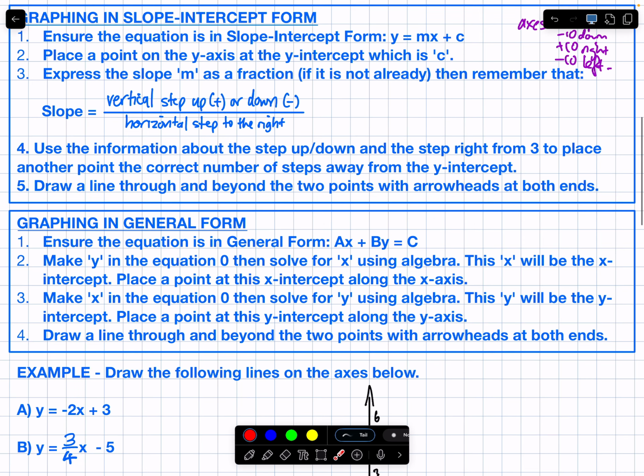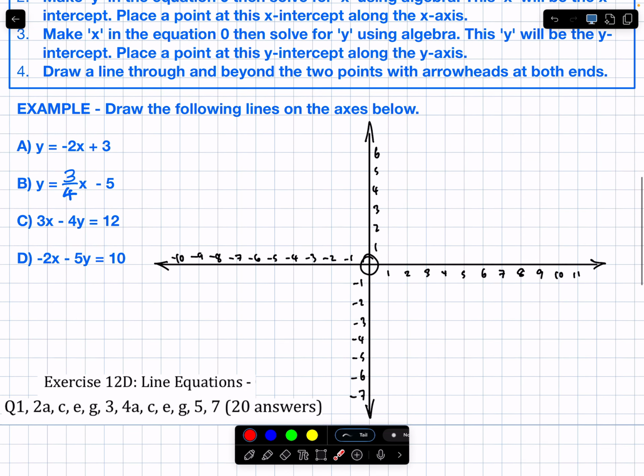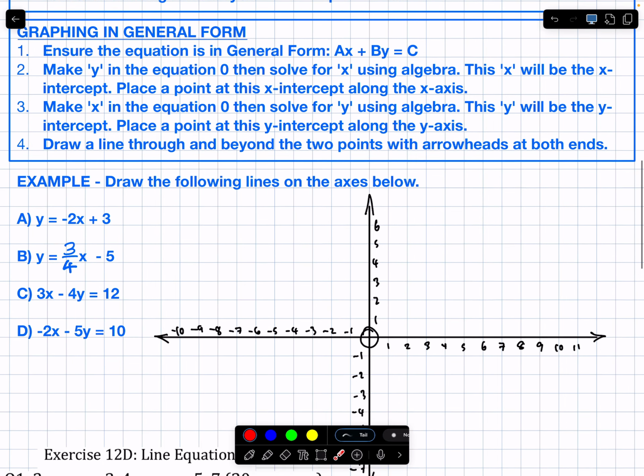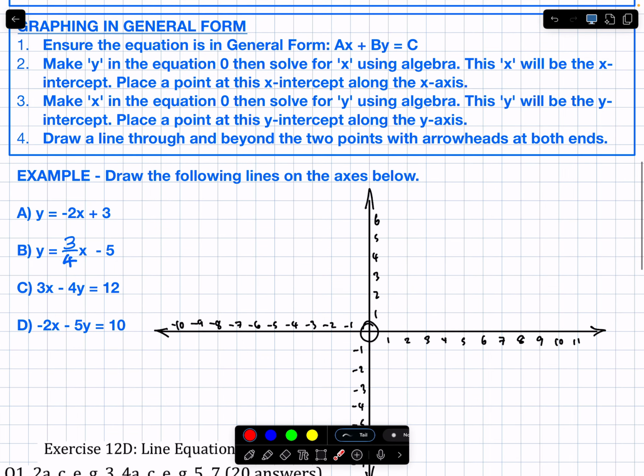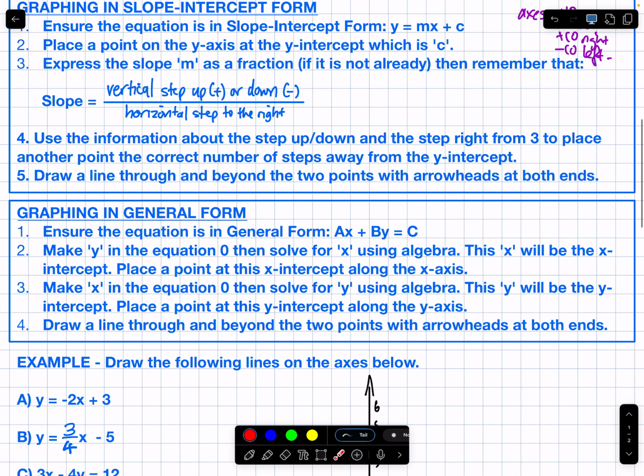All right, if you have those steps, can you draw some axes like this? And get, these are the line equations we're going to practice drawing today. Yep. So the axes, just make sure they go up 10, down 10, left 10, right 10. That will fit everything.